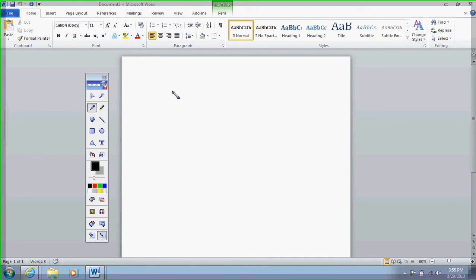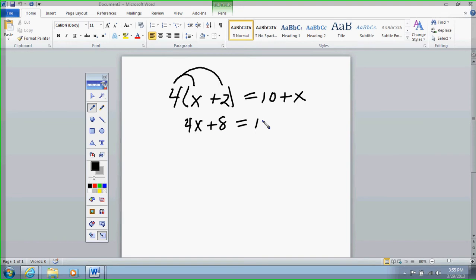You may have a problem like this. And they may say, well, what's the first step in solving this problem? And you need to know, you have variables on both sides, okay? But the first step is you must distribute here. So 4 times x is 4x. 4 times 2 is a plus 8. Bring the rest down. You did nothing with the rest of it, so just bring it down. It stays in the problem.